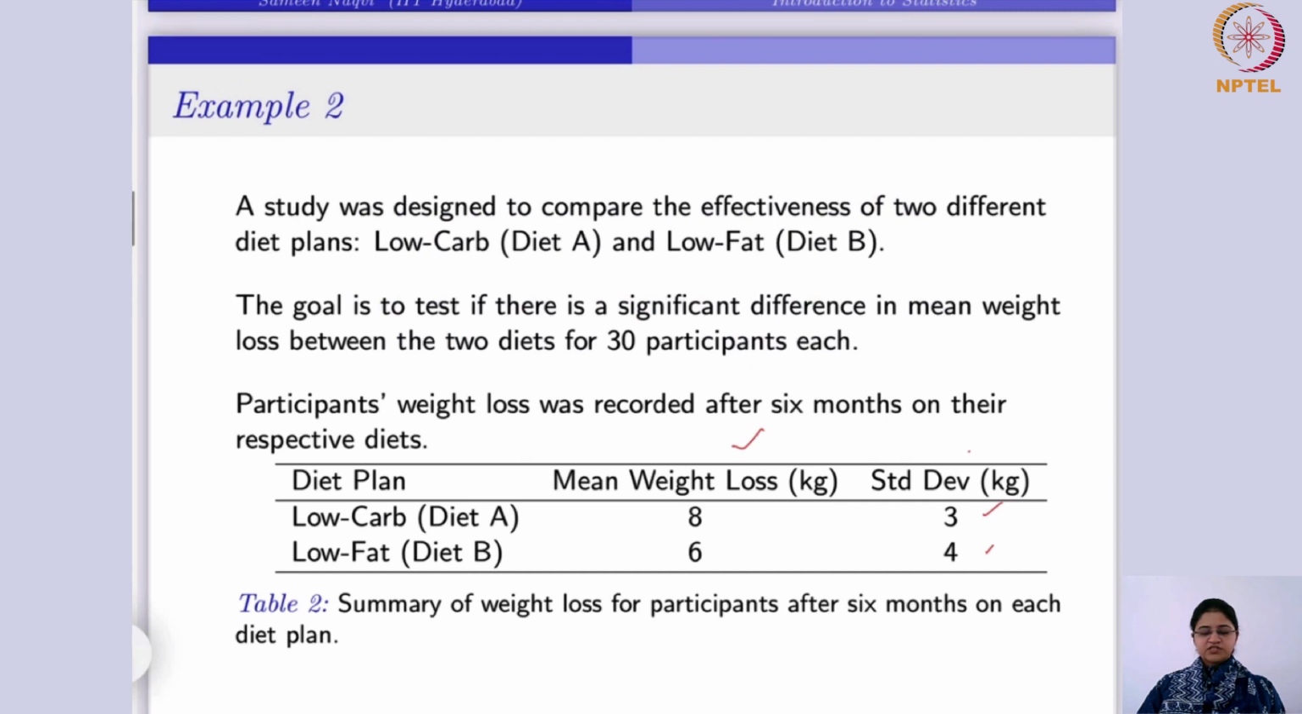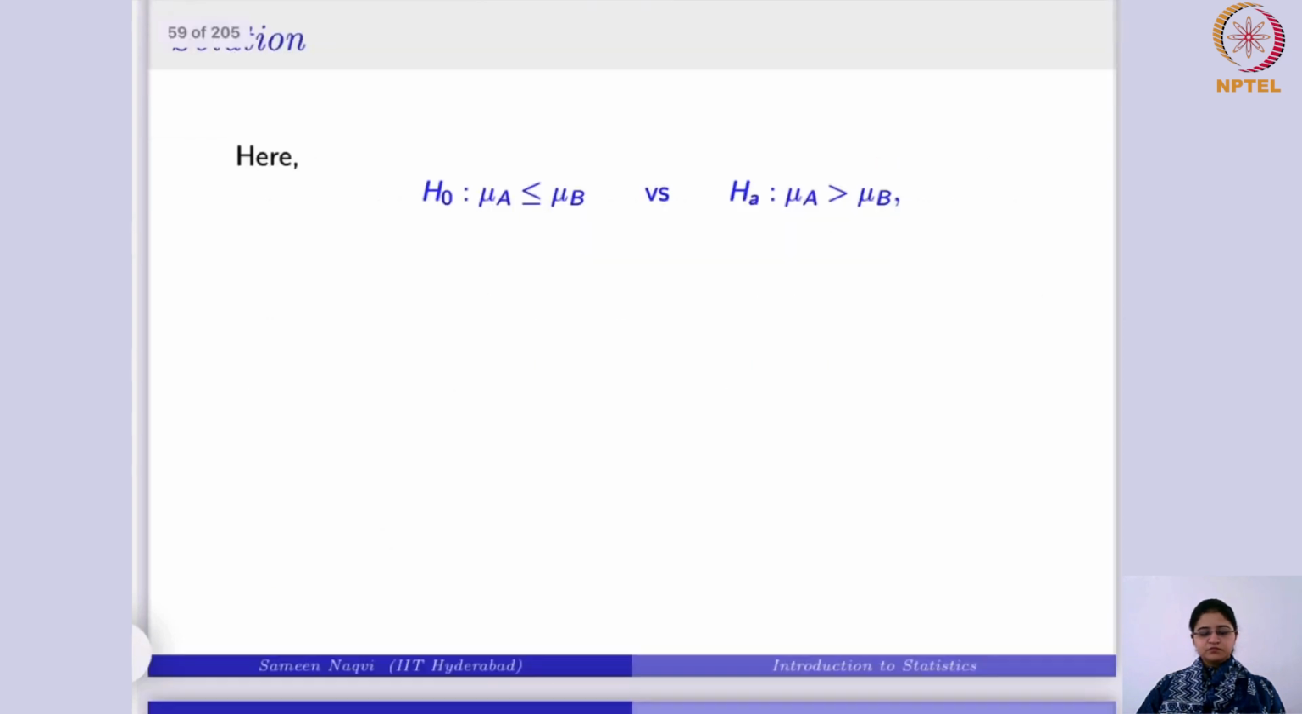Here your goal is to test if there is a significant difference of mean weight loss between the two diets. So you have to test the alternative that mu A is greater than mu B, right? If the diet of the first one is better than that of the second one.